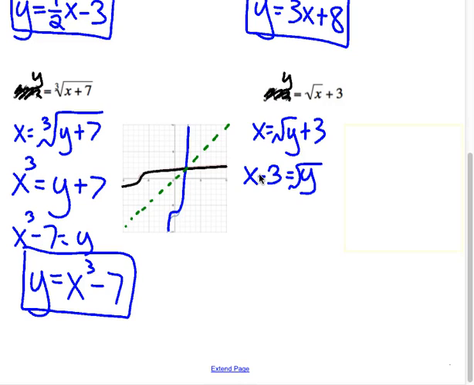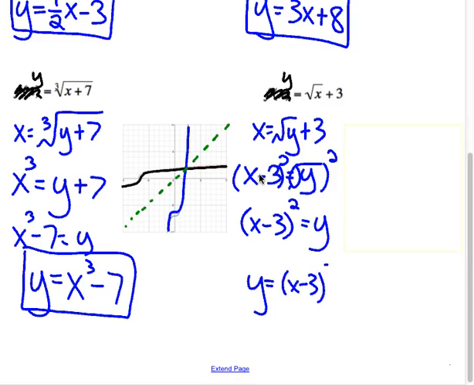And now I'm going to square both sides to undo the square root. So I get x minus 3 squared, and it undoes the square. So my equation looks like that. That is my inverse.